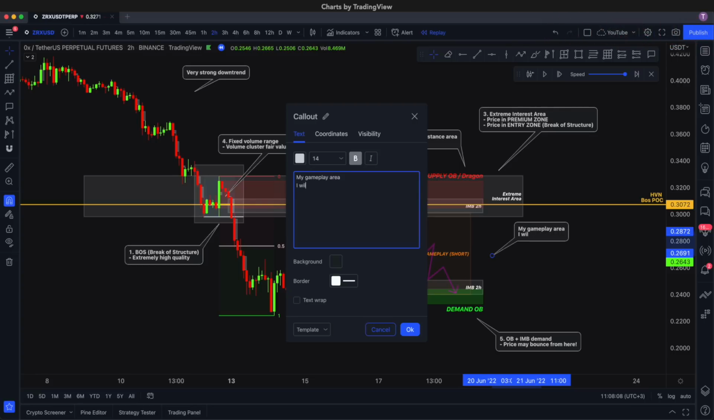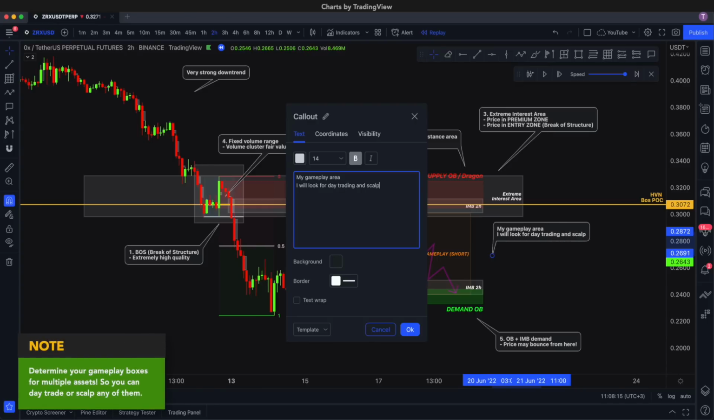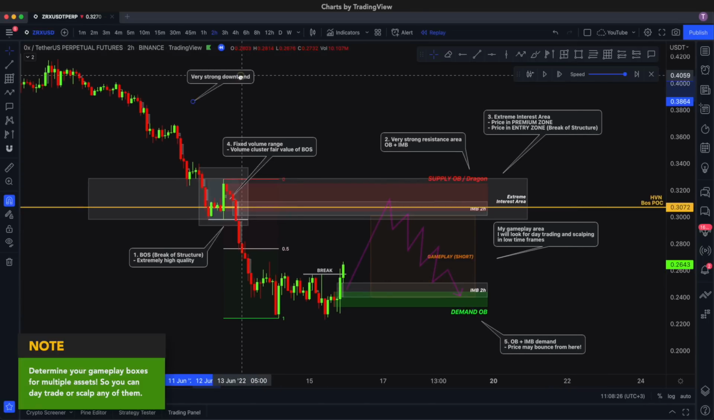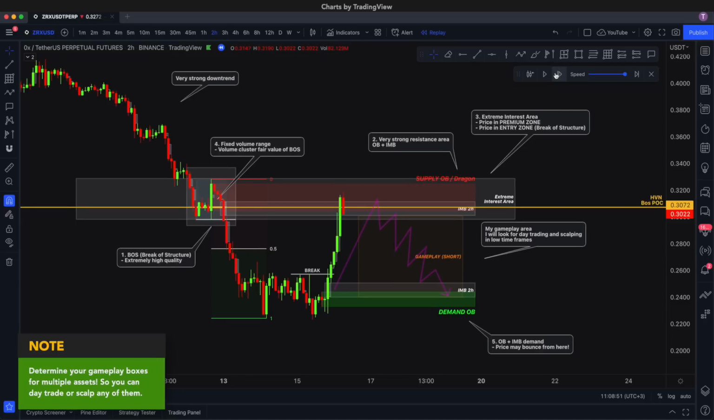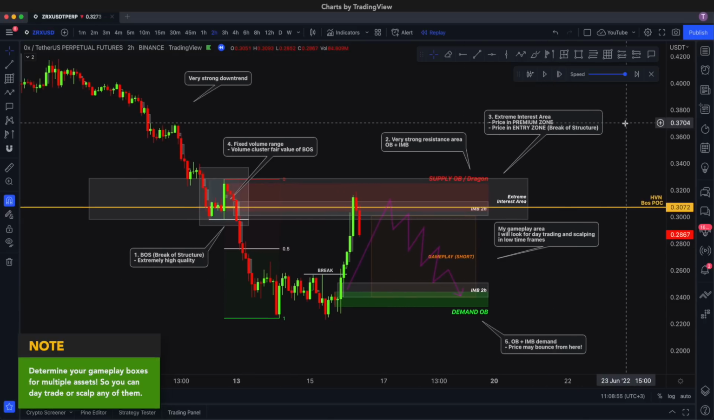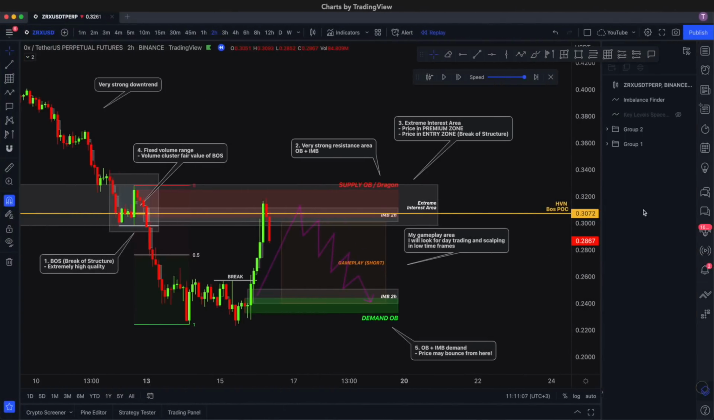As you can see, I finally determined my gameplay area from the previous video. I encourage you to do this for multiple trading pairs for cryptocurrencies, gold or Forex in high time frames. So when the time comes, you can scalp or day trade the assets. Okay, let's check the low time frames.